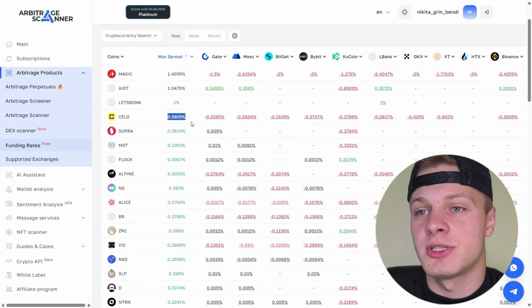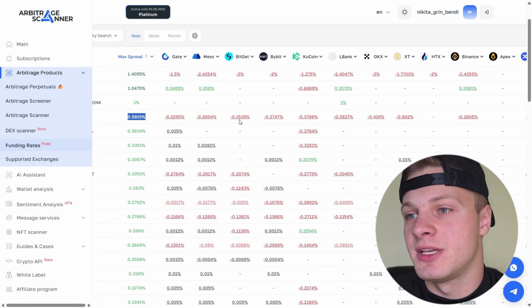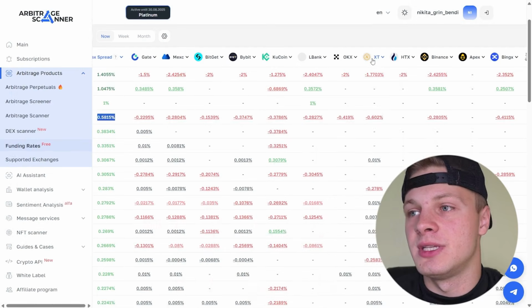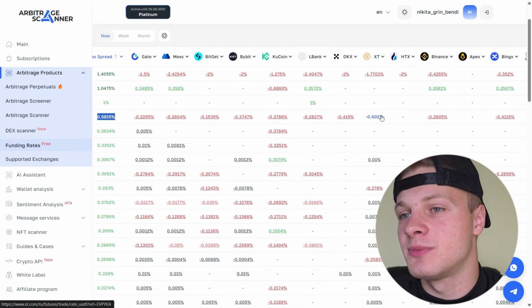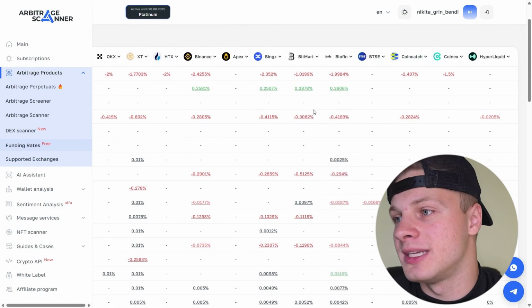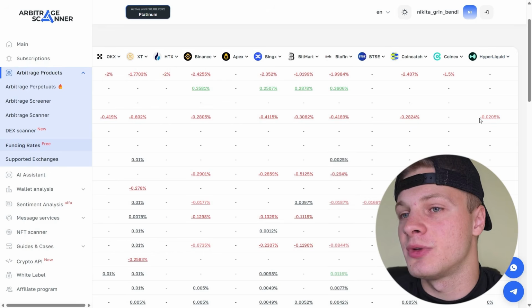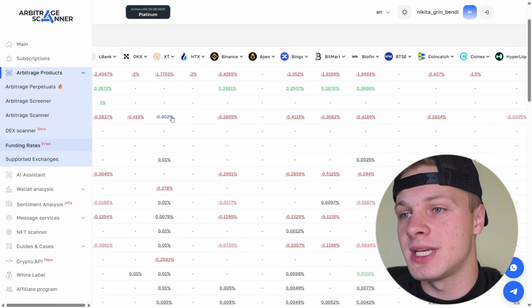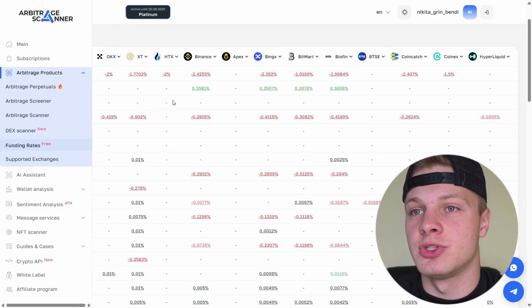Let me show you using the Celo token as an example. Arbitrage Scanner shows us a spread of 0.58. Let's see on which exchanges we have a spread. We see the XT exchange where the funding rate is minus 0.6. Looking at the other exchanges, the funding rates are much less negative. Now let's see where else the rates are less negative. Here on Hyperliquid, for example. Accordingly, between Hyperliquid and XT, there is a spread that we can take advantage of. On XT, since the funding rate is highly negative, we go long. On Hyperliquid, since the funding rate is less negative, we go short.